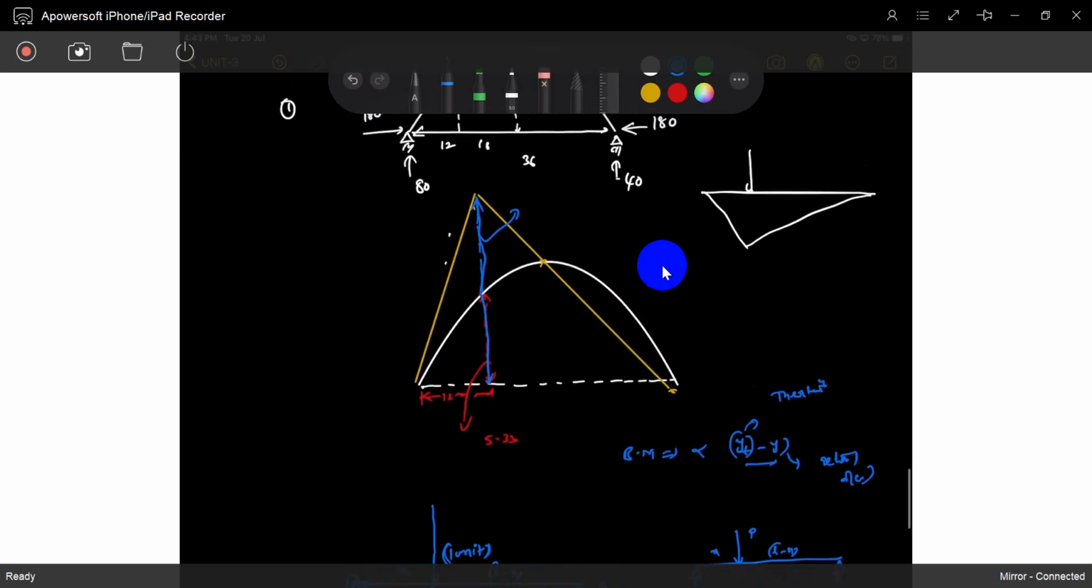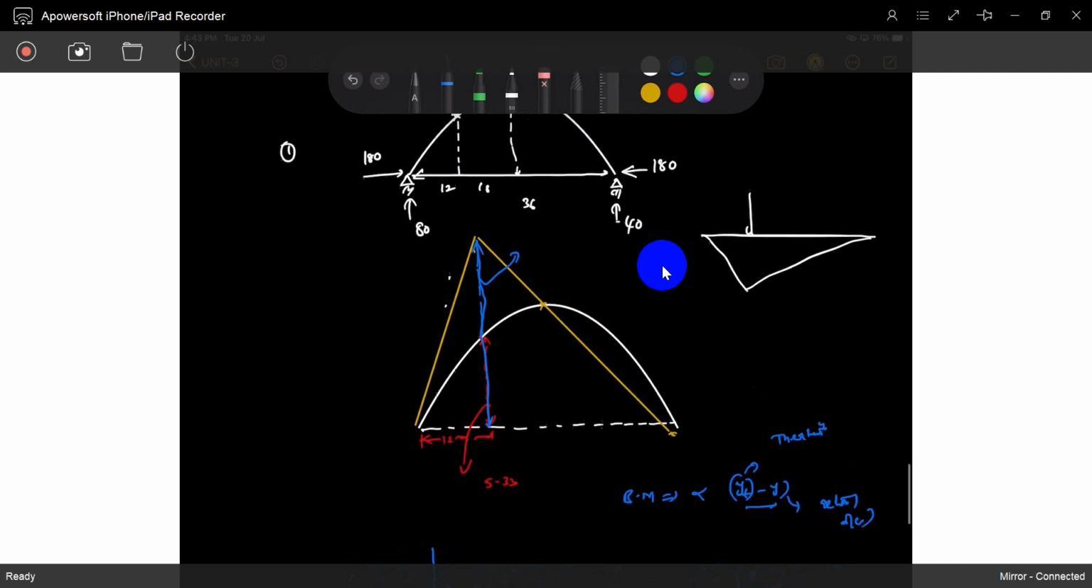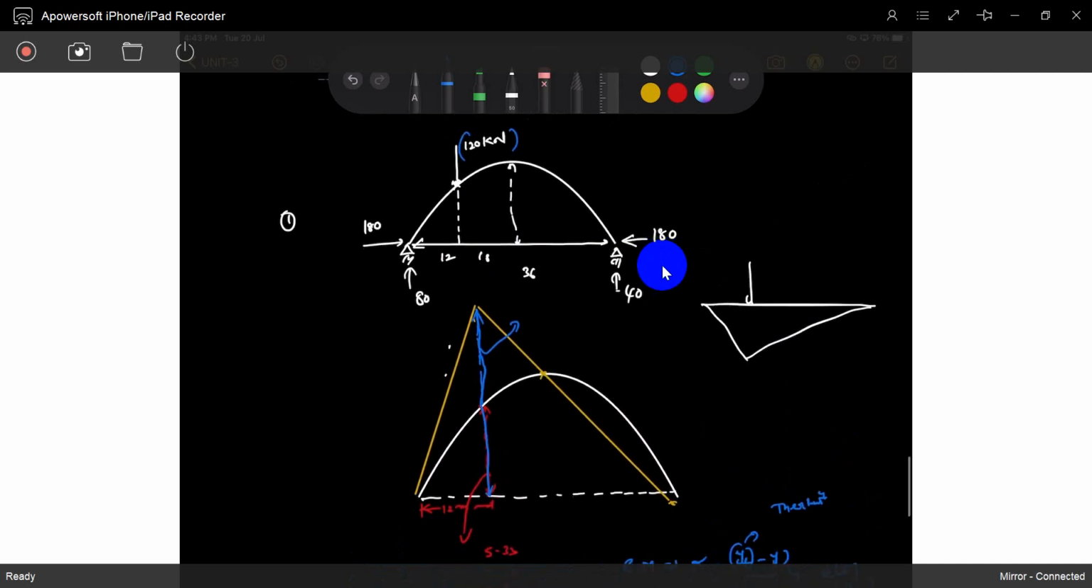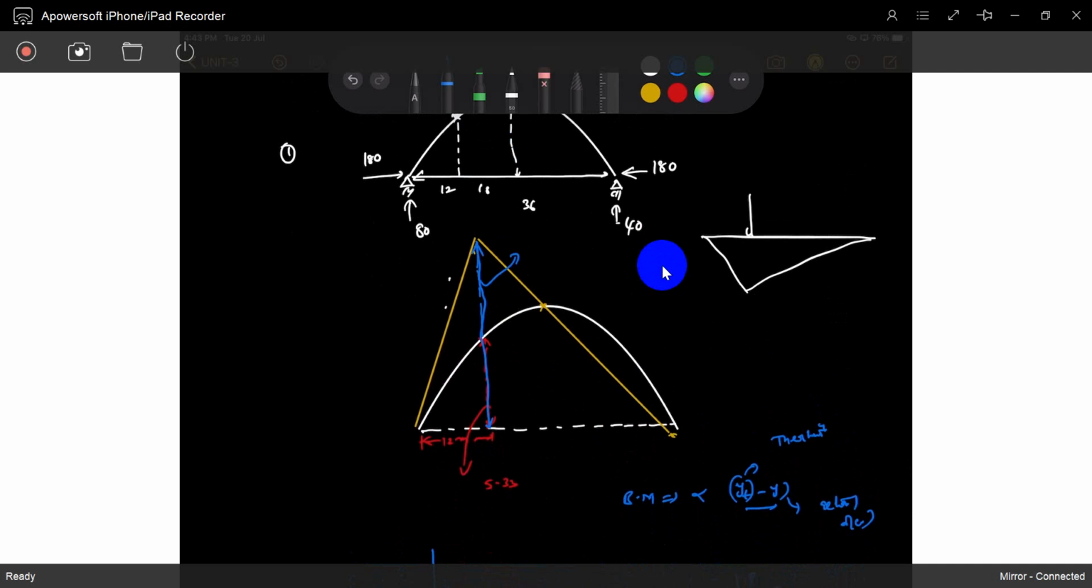What is that value? Sir, why only one? We have applied 120 kilonewtons now. I will explain it. Just taken one unit load. So what is the height? It's 12. Total is 36 now. This is 24. 12 into 24 divided by 36. What will happen? This is 8.